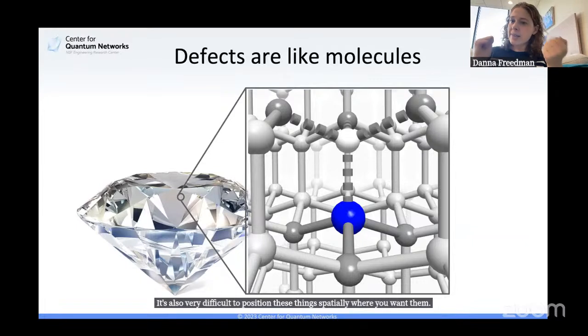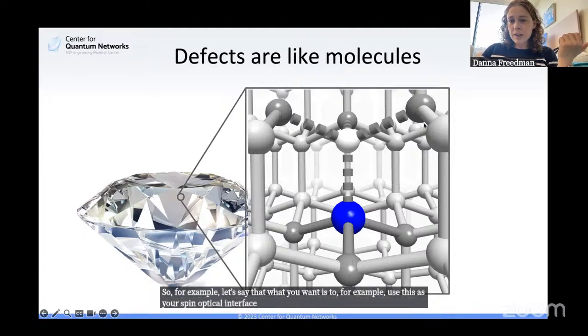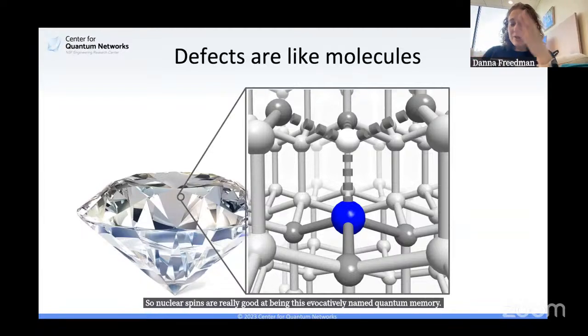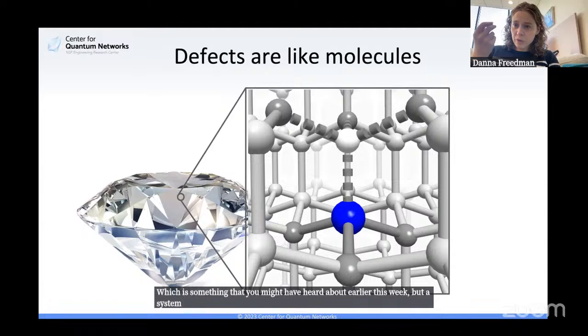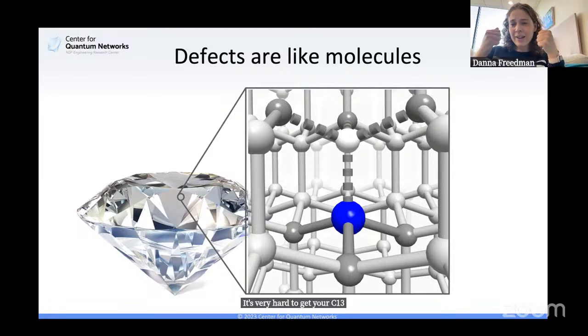So for example, let's say that what you want is to use this as your spin optical interface and then have a nuclear spin in close proximity. Nuclear spins are really good at being this evocatively named quantum memory, which is something that you might have heard about earlier this week, a system where you can store information because nuclear spins are smaller and more protected from the environment. And so if you want to embed and integrate a quantum memory locally, it's very hard to get your C13 right next to your NV center.